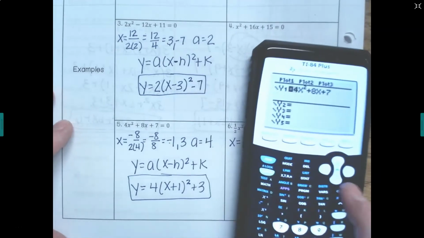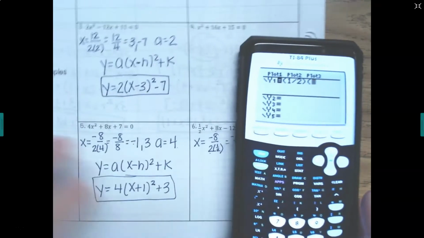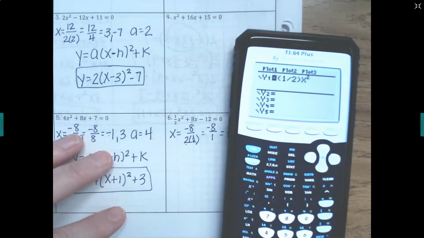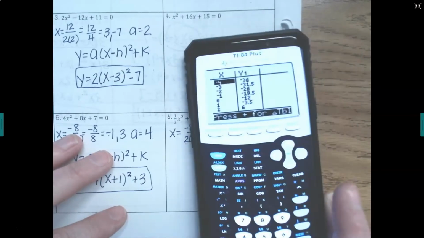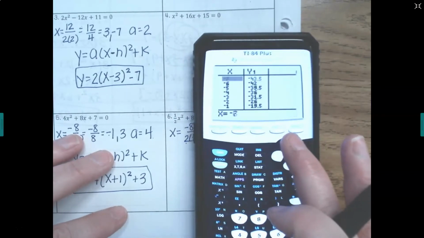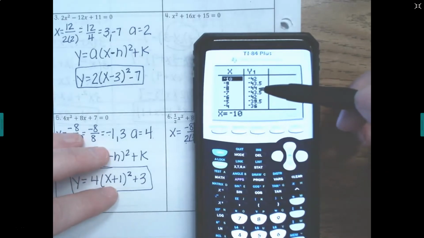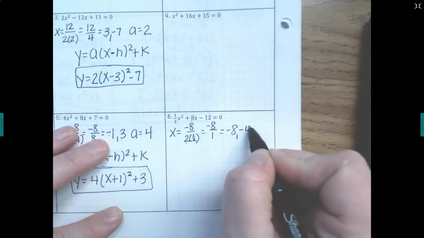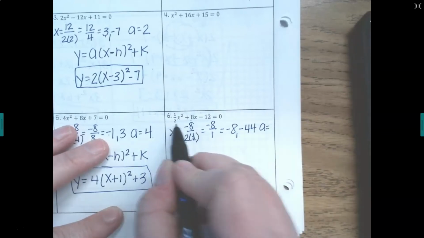Let's put this into our calculator. So I'll have 1 divided by 2, that's 1/2, and that's going to be multiplied to x squared. And then we have plus 8x minus 12. Go look at our table of values. And we said we're at negative 8, so I'm going to scroll up until I get to negative 8. And I have a y value there of negative 44, and you see the quadratic pattern above and below, so I know I'm in the right place. Negative 44, and my a equals 1/2.